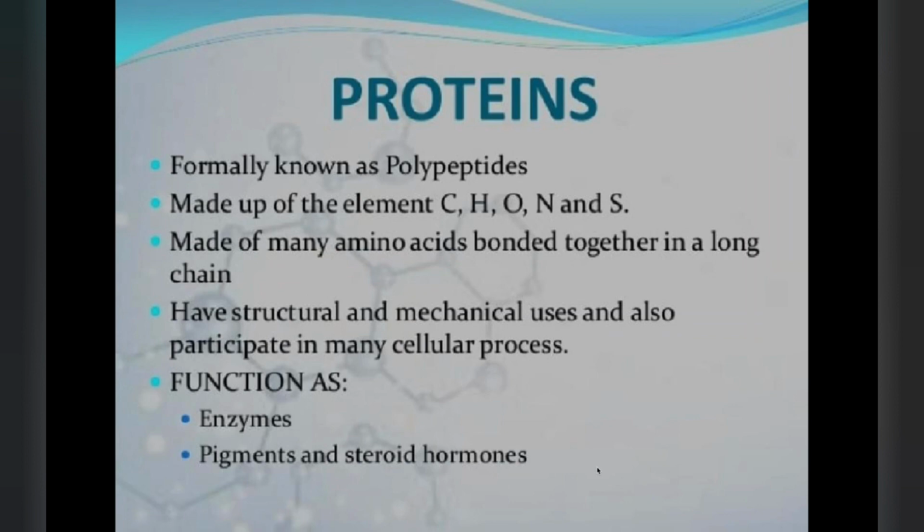And proteins, firstly, were known as polypeptides, and they are made up of elements like carbon, hydrogen, oxygen, nitrogen and sulfur. Proteins are made up of many amino acids bonded together in a long chain, and they have structural and mechanical uses, and they participate in many cellular processes. Their main function is as enzymes, also as pigments and steroid hormones.